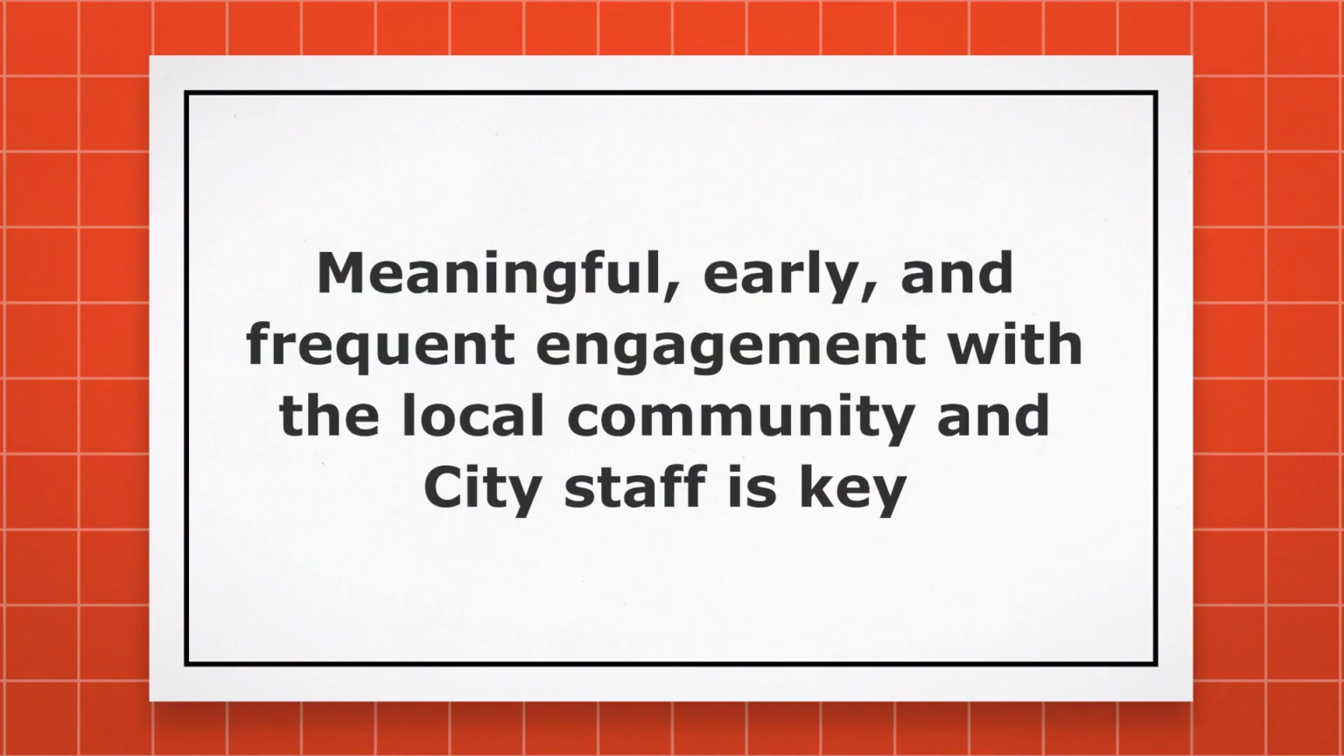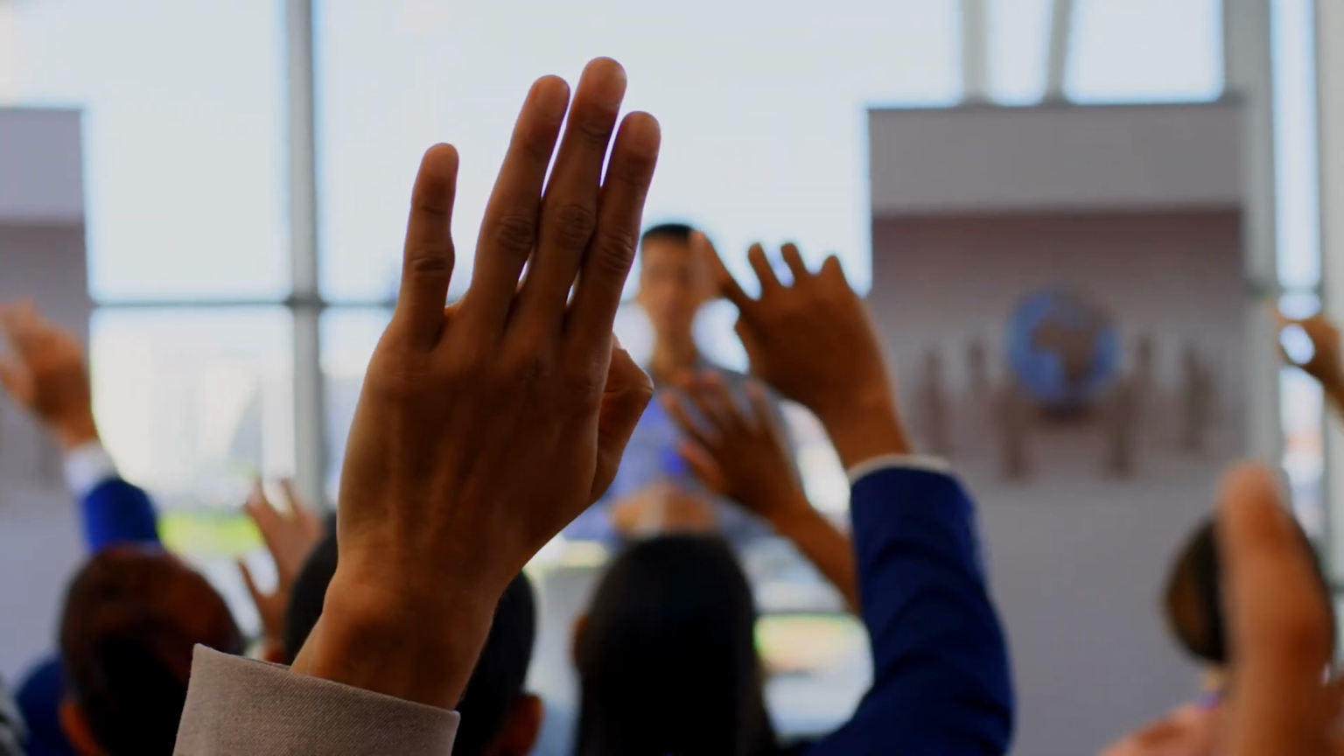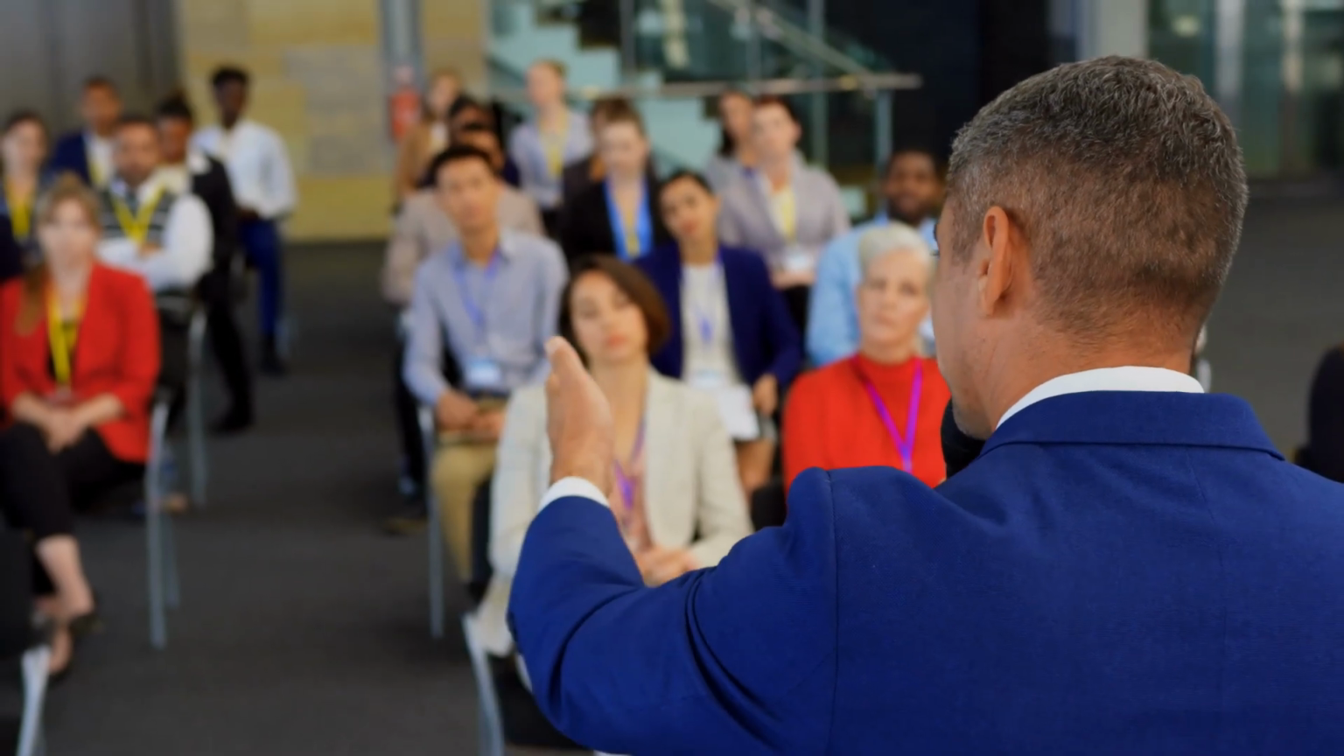While there is no single strategy to overcome community opposition to SPRE projects, meaningful, early, and frequent engagement with the local community and city staff is key. By listening carefully in consultations, legitimate concerns are identified, and you can then attempt to mitigate them where possible, without undermining the overall mission or financial viability of the project. Still, some degree of opposition is likely to remain despite your best efforts.